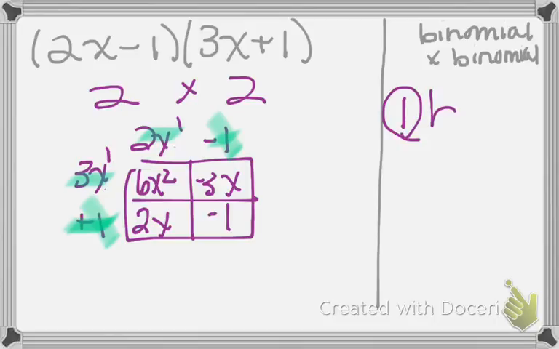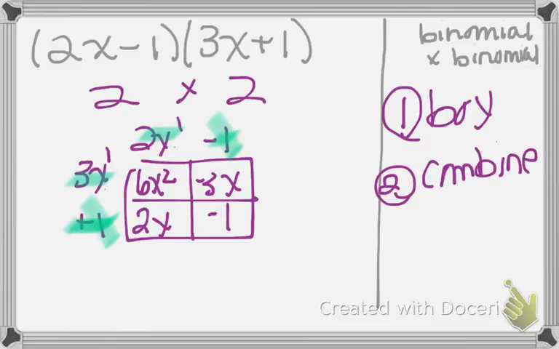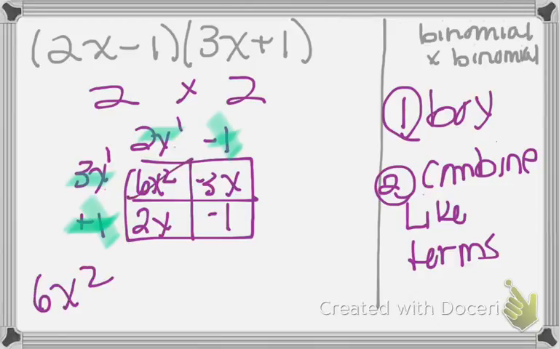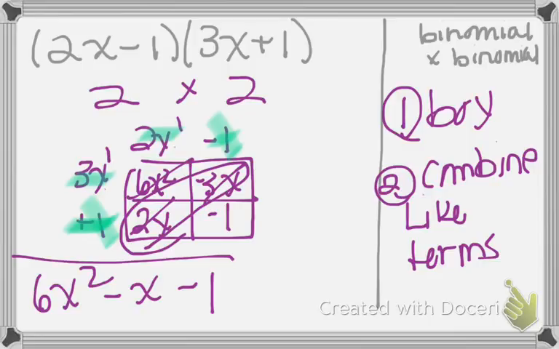Step 1, we do the box. Step 2, we combine like terms. So I have 6x squared. I used it, nothing goes with it. I have 2x and negative 3x together, that gives me negative x. And then I have negative 1. And I'm done.